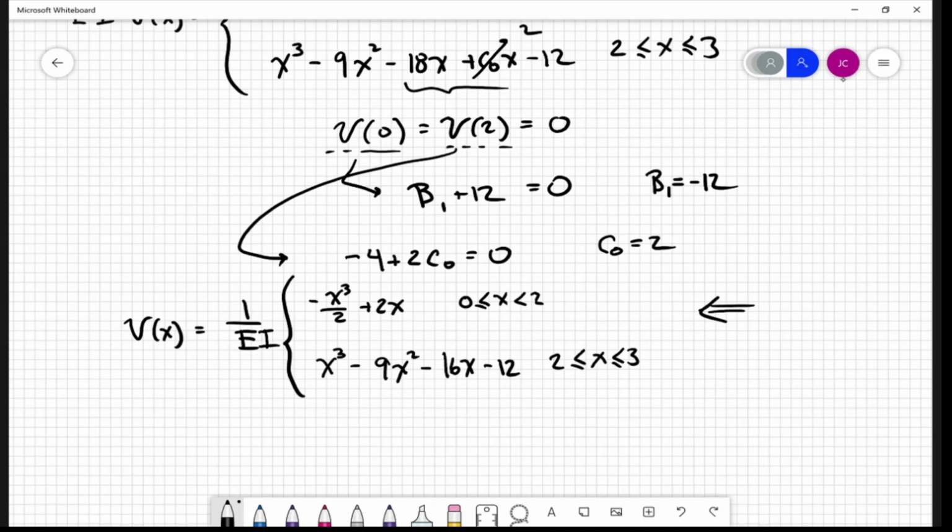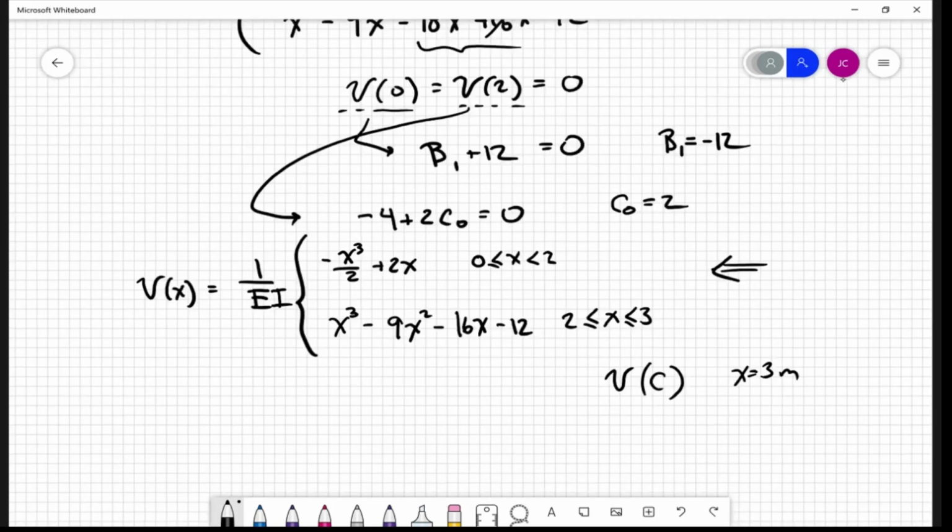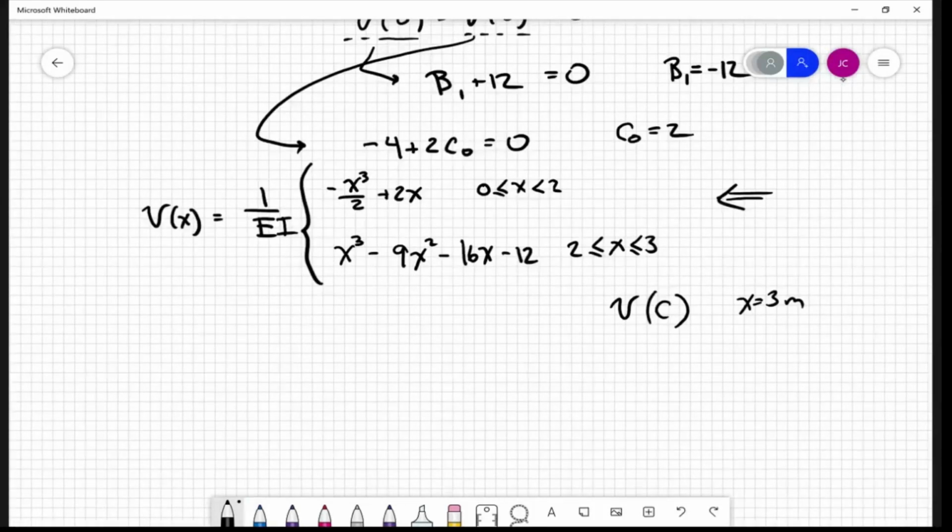The problem wanted us to find the deflection at point C, which is where x goes to 3 meters, right? And so for that, we'll just have to plug it into here. So the deflection at 3 is equal to 1 over EI. And we had numbers for that. What do we get for E and I? Well, E is given. I forget what I calculated I. Let me do that real quick.